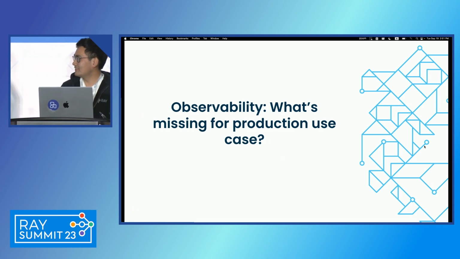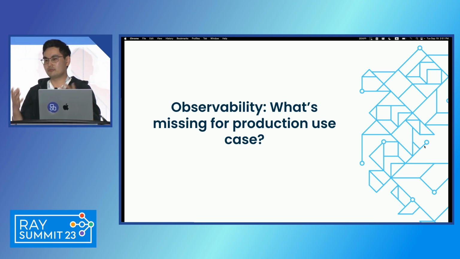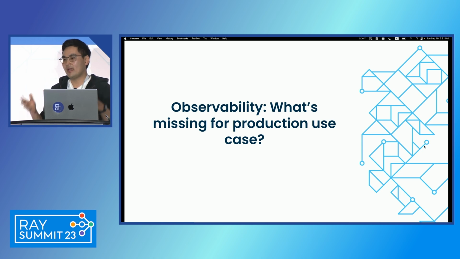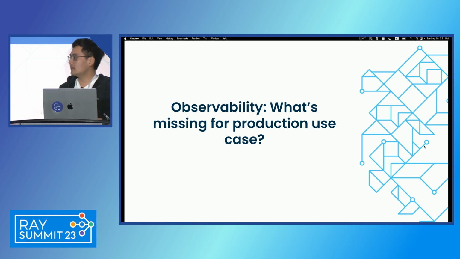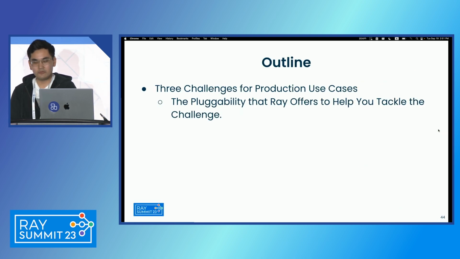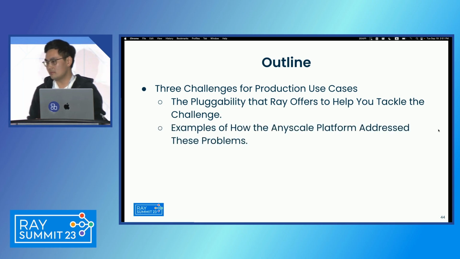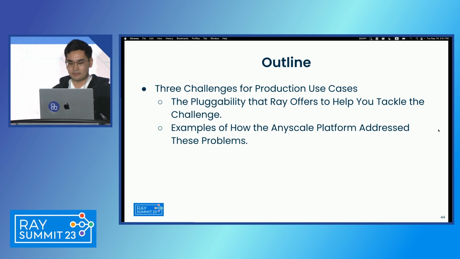OK, thanks, Alan. So now we have already talked about how you will use Ray dashboard to develop, understand, and debug your machine learning application. In this section, we're going to talk about what's missing for observability in production use cases. We will introduce 3 challenges in your production use case. And for each of them, we will talk about the pluggability that Ray offers to help you tackle those challenges. And we will use the example of how the Anyscale platform addresses those problems.